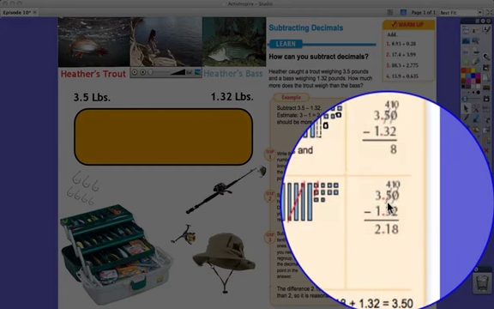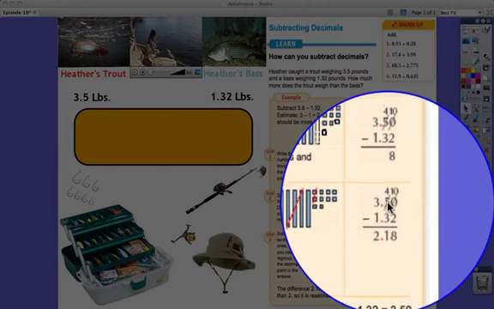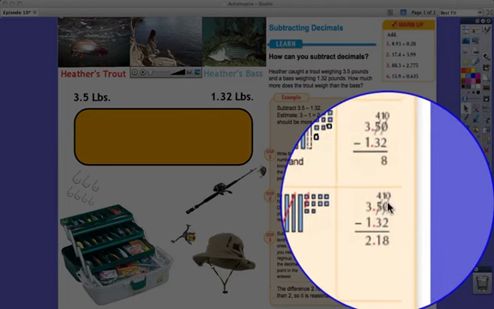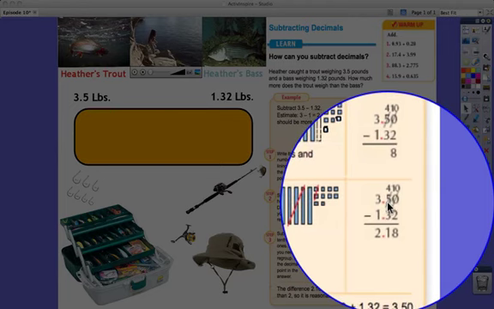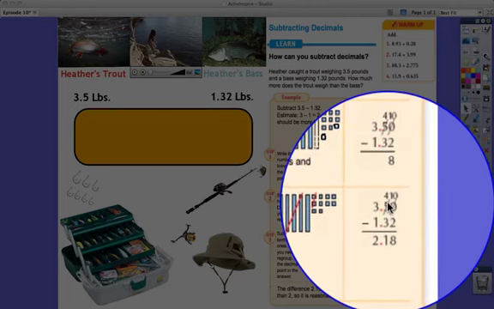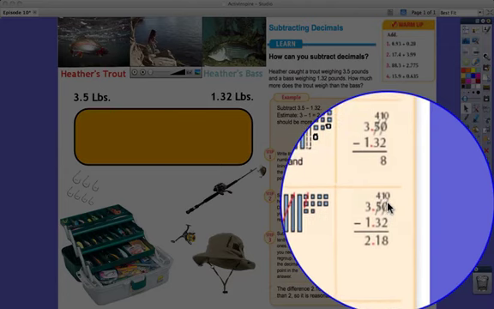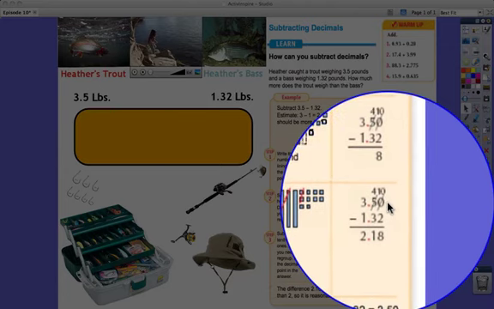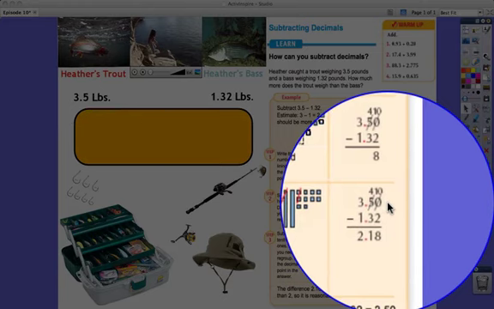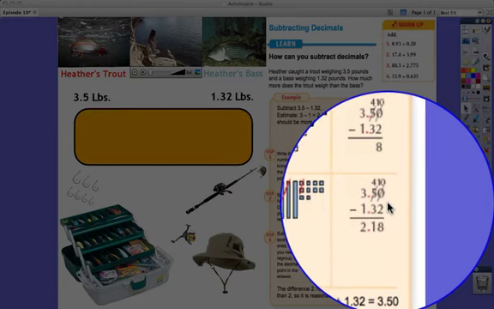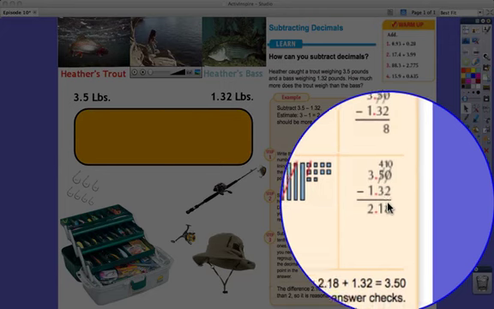So we regroup 5 tenths and 0 hundredths into 4 tenths and 10 hundredths. We borrow 1 from the 5, it becomes a 4, and the 1 we borrow, we place over here. Now the 0 becomes a 10. Do you understand? Okay. Now we can subtract. So now we take 2 from 10 and we get 8.